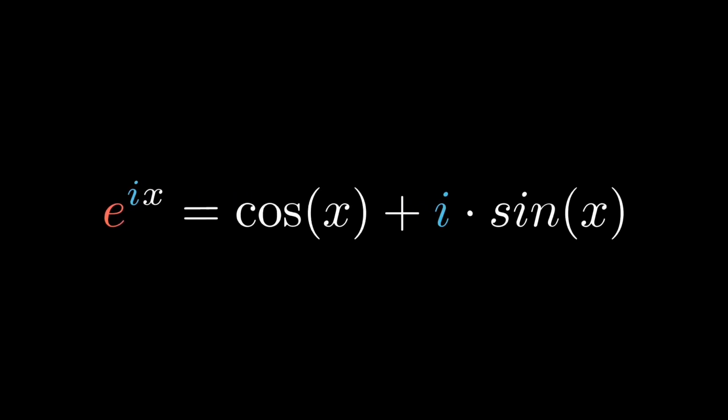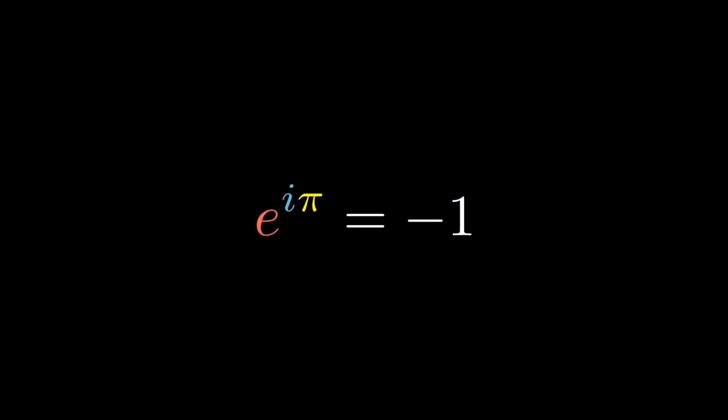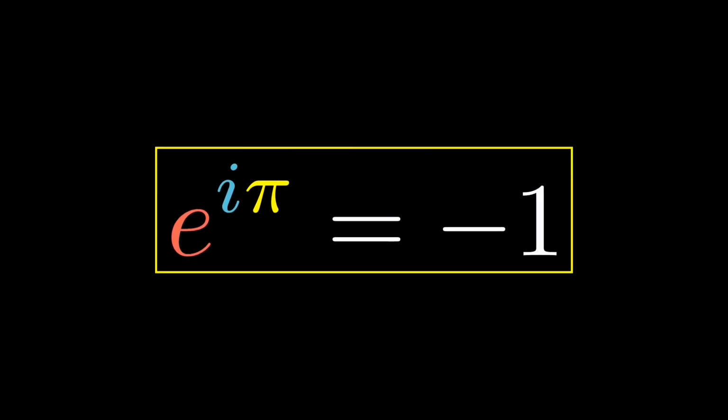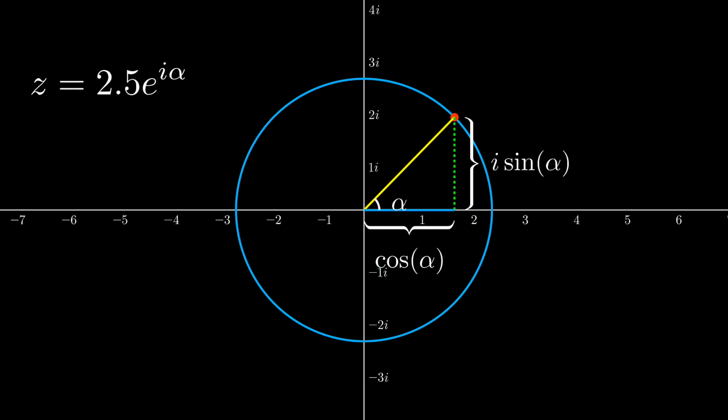Now, simply substituting pi for x will give us the following expression, and we get e^(iπ) is equal to -1. But what this expression is really saying is that we can think of e^(iα) as a complex number with trigonometric coordinates, namely cosine alpha and i sine alpha.